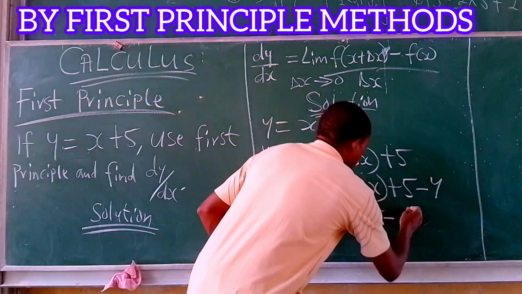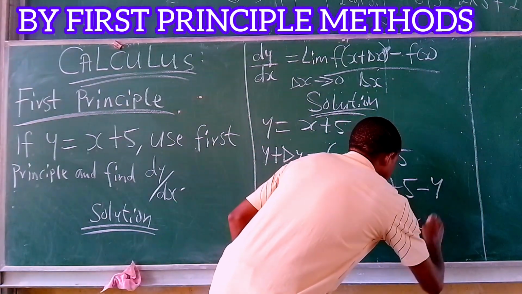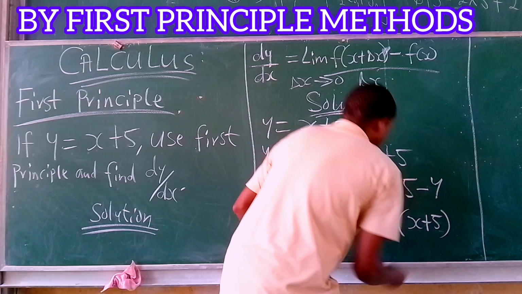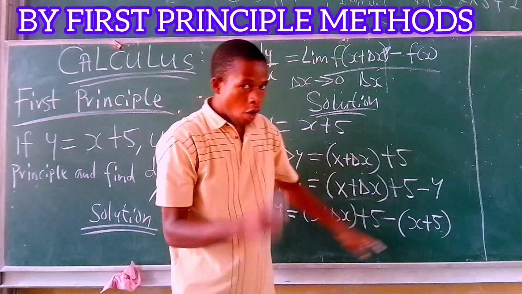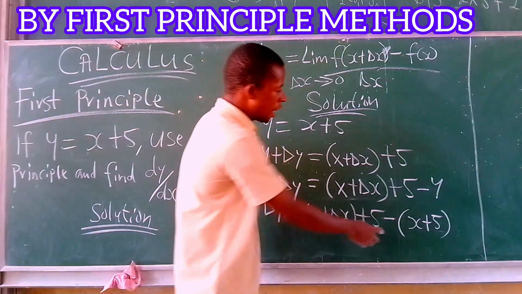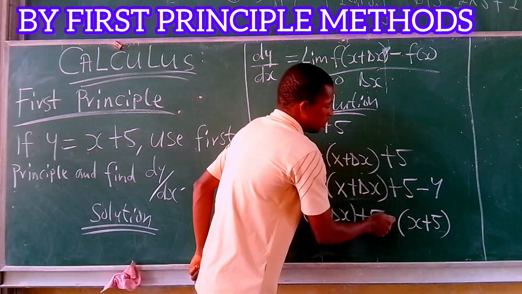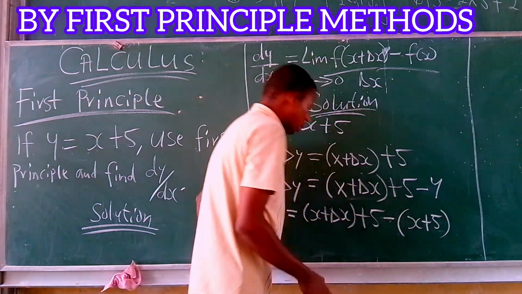So we are going to have bracket x plus 5. And at this point in time, when you are replacing this value in place of y, always take note of this. Put them in a bracket so that this minus will affect this thing. I hope you are following.